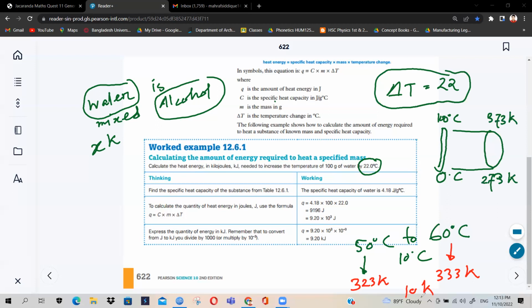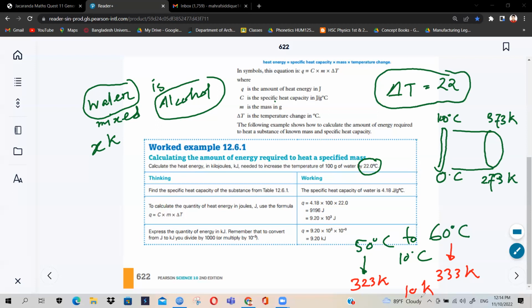So the difference in temperature is the same, even if you calculate the temperatures in the centigrade scale or in the Kelvin scale. That is why it is not much of a problem, and that is why they are able to use it. Otherwise, it would have given us the wrong answer.